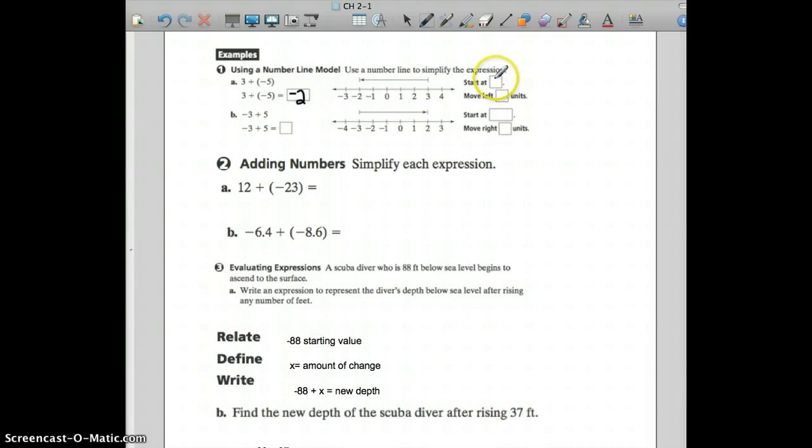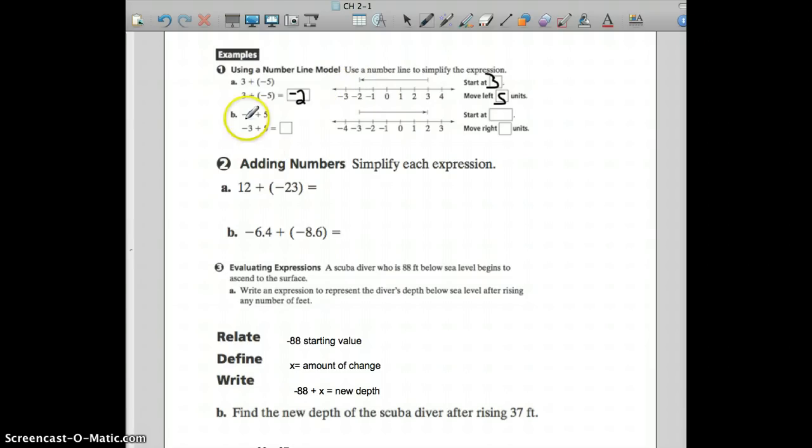So again, we start at 3 and we move 5 units to the left because our 5 is negative. The result is the -2.